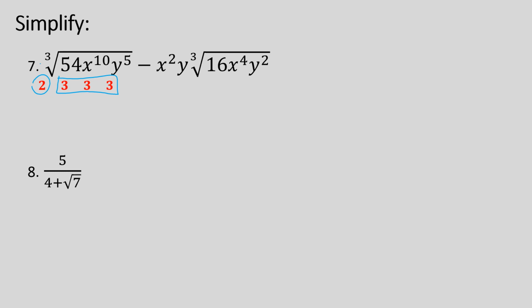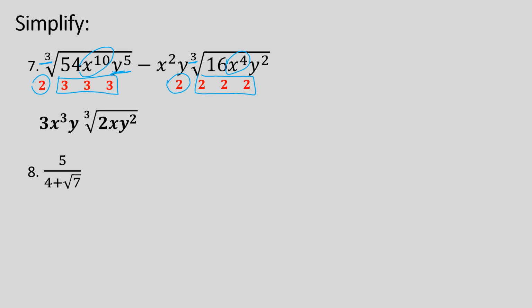We want to take out as many groups of 3x's as we can. It doesn't go in evenly, so we're going to have some left over. Same thing with the y's. We're going to do the same thing on the right side. We have a group of 3 2's and this 1 2 left over. And also as many groups of 3 that we can take out from x to the 4th and y squared.